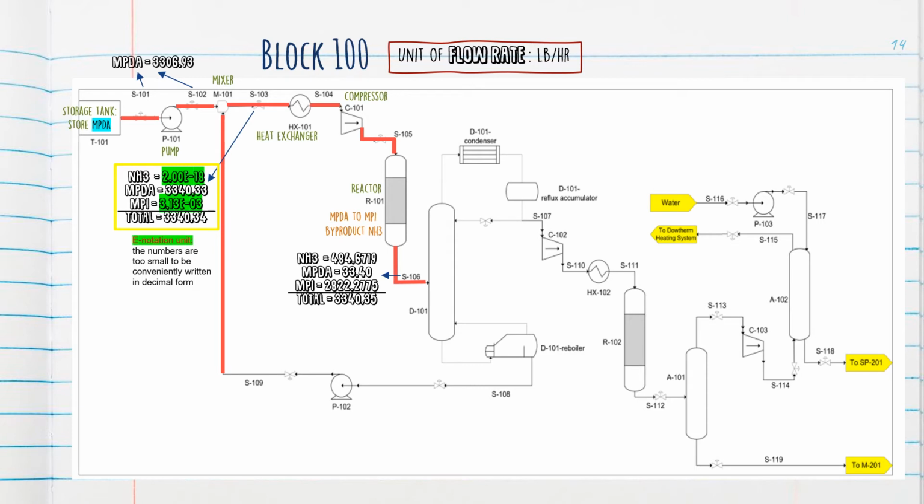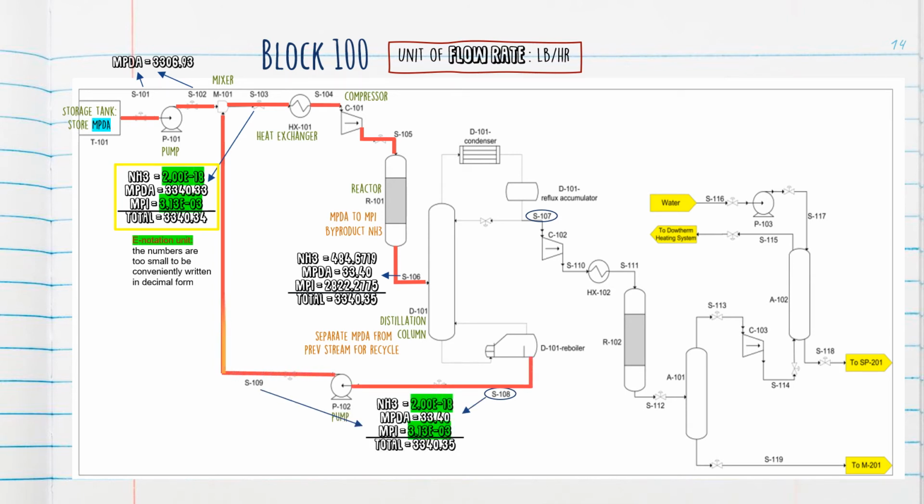Okay, so the exiting stream from the reactor will enter the distillation column. At the distillation column, the stream will be divided into two, which are stream S10A, which is the separated MPDA, and stream S107 for ammonia and MPI. I will explain first for stream S10A. The distillation column's function is to separate MPDA from the previous stream to be recycled. So from S10A, it will flow through the pump to increase the pressure to enter the mixer again.